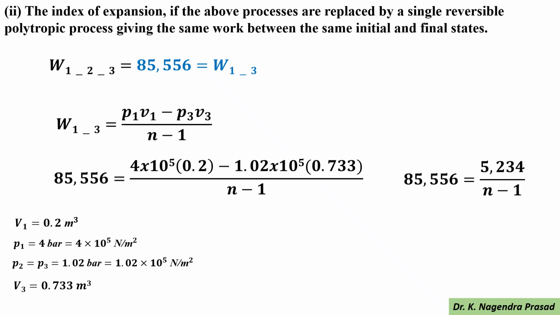All of these are substituted. So this relation will become 85,556 equals 5,234 divided by (n minus 1). So from this equation, n minus 1 equals 0.062, then n equals 1.062. So this is the solution, and thank you.